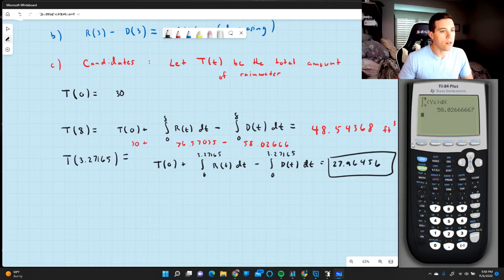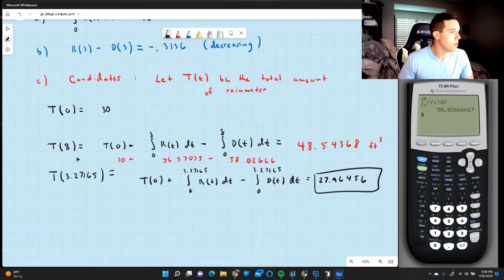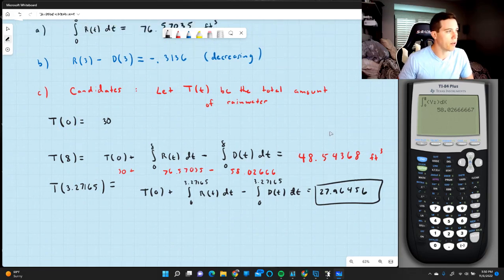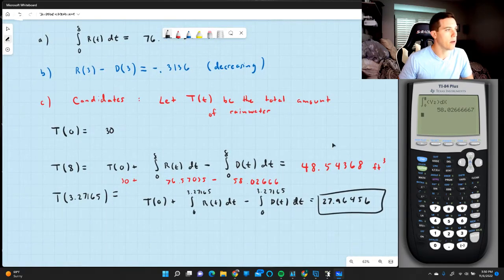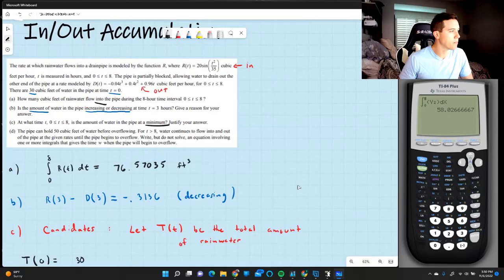Now, you could have almost explained yourself through this, that this had to be the min because the rate function went negative and then went positive. So it had to be, but don't. Do the candidates. It's such an easier way to get the points on these problems. Candidates testing is by far the most important and best way to do this. All right, last question. We'll come over here.